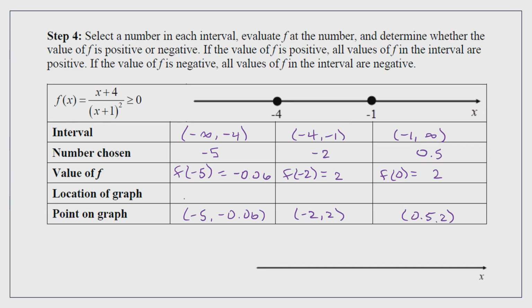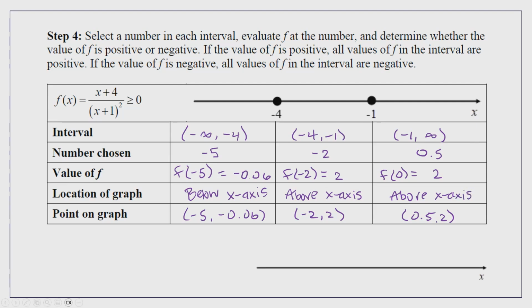Now, where is their location on our graph? Well, since the y here in our first point is negative, this is going to be below the x-axis. Our next point is going to be above the x-axis. And our last point here is also going to be above the x-axis.